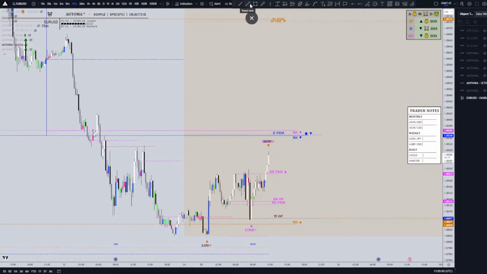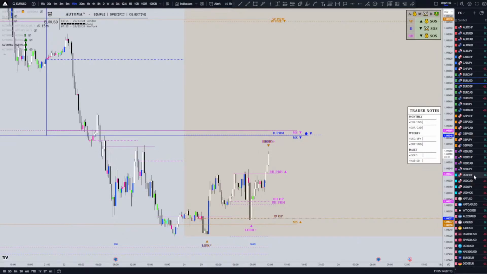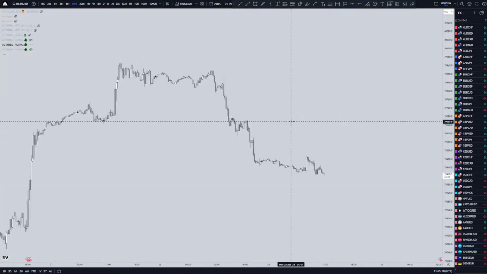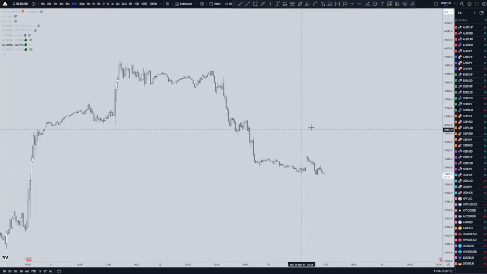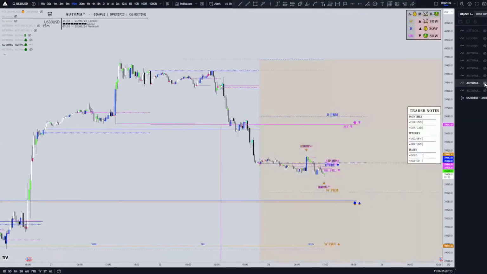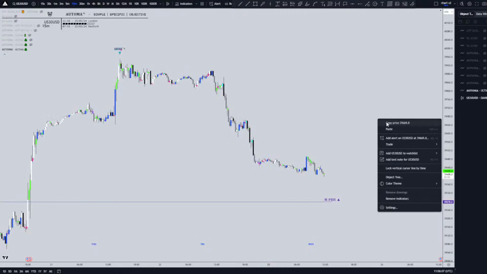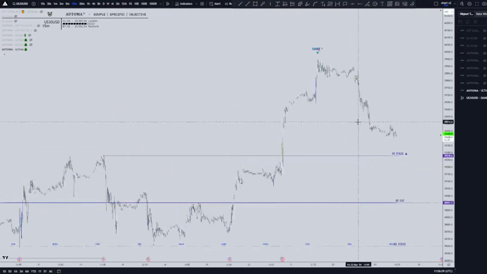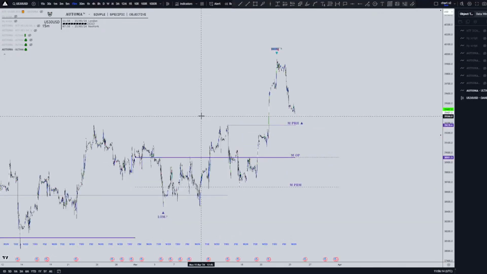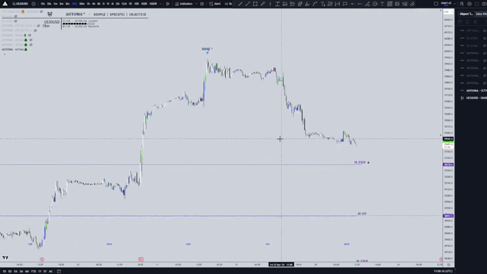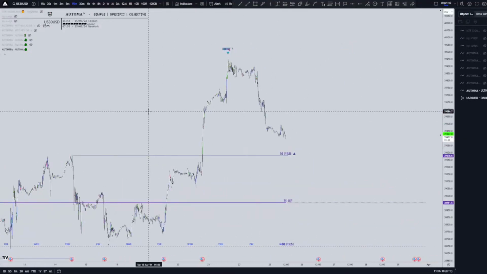Yeah, creeping slowly. US 30. Same probably like US, no? US 100, S&P, pretty much the same.